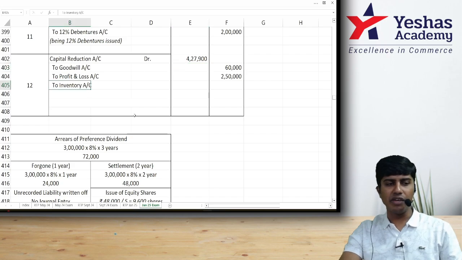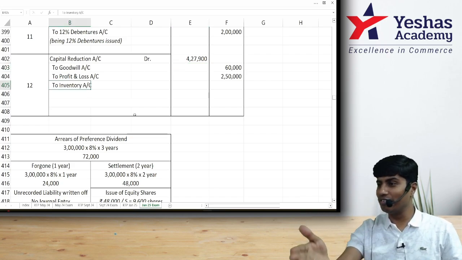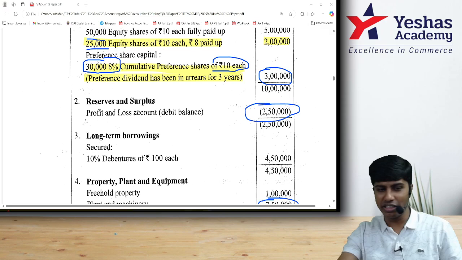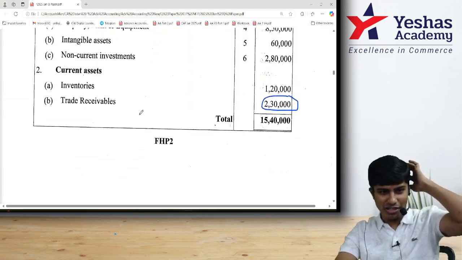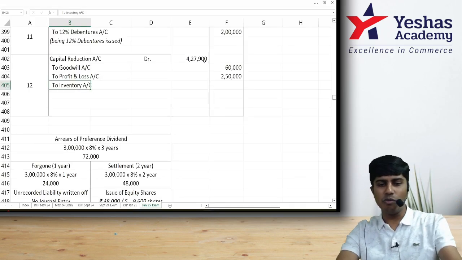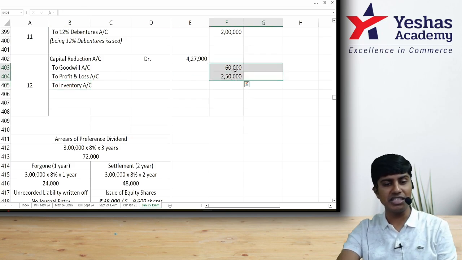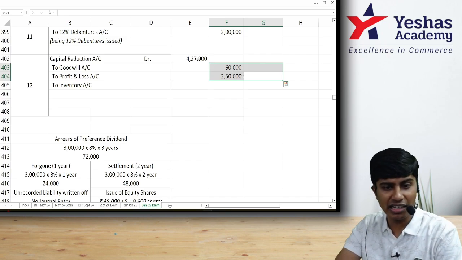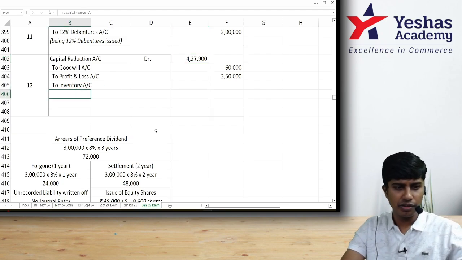I would write it to inventory. Don't write full amount to inventory. Inventory will become negative in the balance sheet, which they have not asked. But still, if you prepare, you have to always have that vision. Yeah, come on, have a look at inventory. Inventory is 1,20,000. Here, do we have more than 1,20,000? Yeah, we have more than 1,20,000. 250 plus 60 is 3,10,000. 3,10,000 minus 4. Oh, we don't have so much.